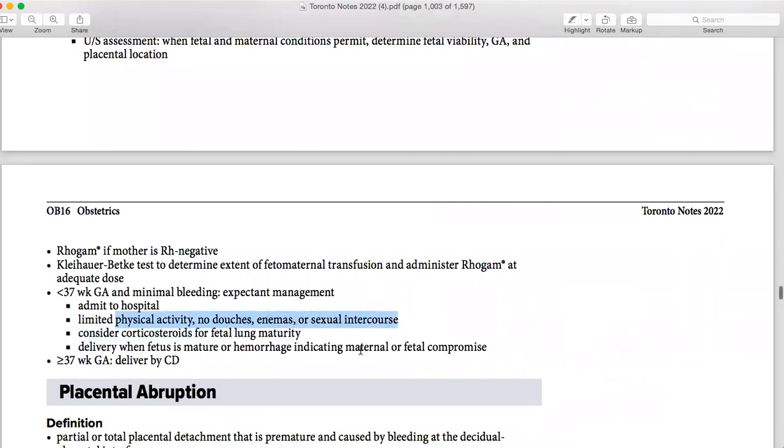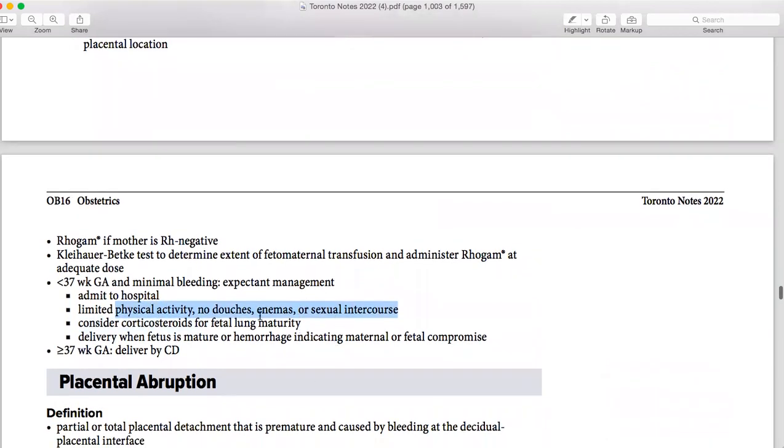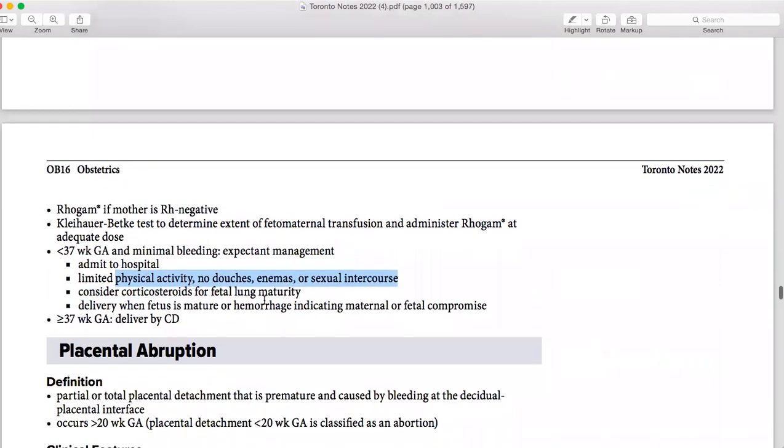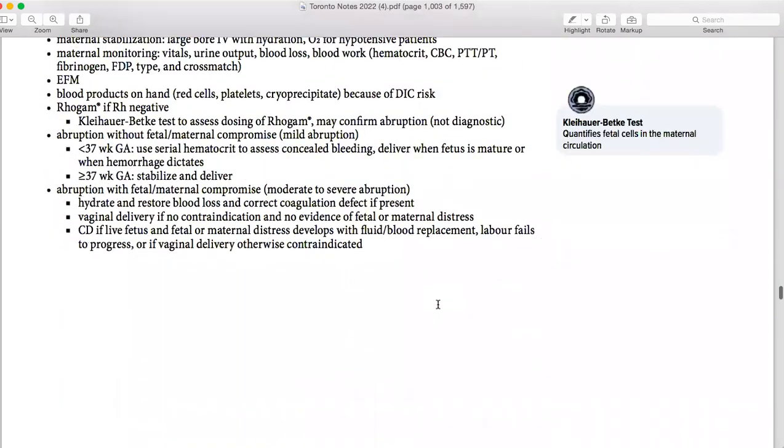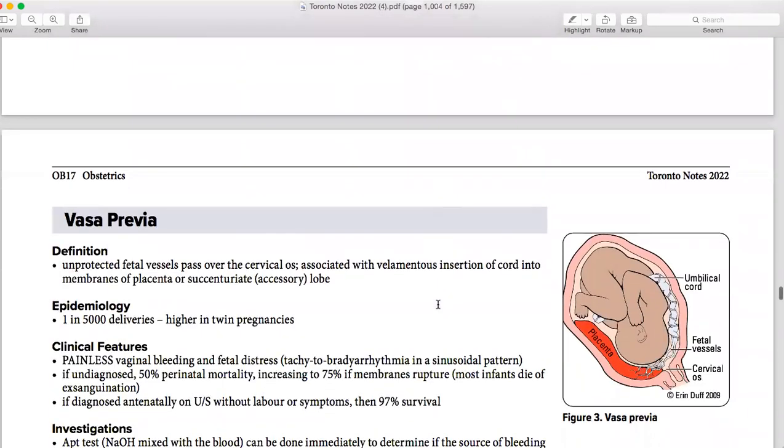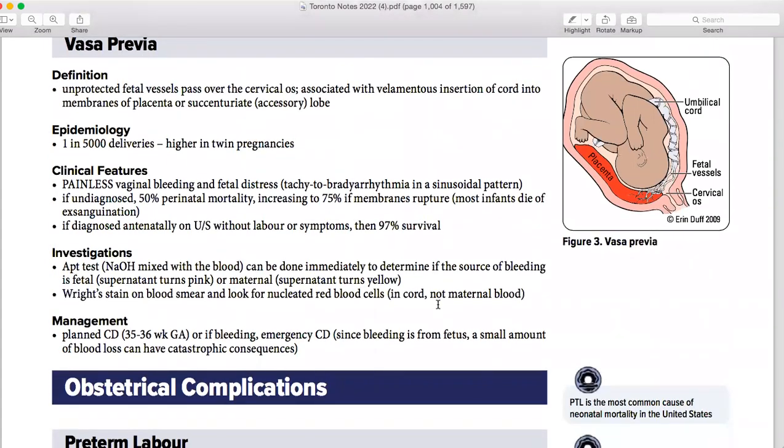You can apply this anywhere when a female is coming with bleeding, so you have to remember it. If they give you 4 or 5 lines, you can write limited physical activity, no douches, enema, and sexual intercourse. You can write this in placenta previa, placental abruption, and vasa previa if you are counseling. Then comes the investigations. What investigations do you need to do?